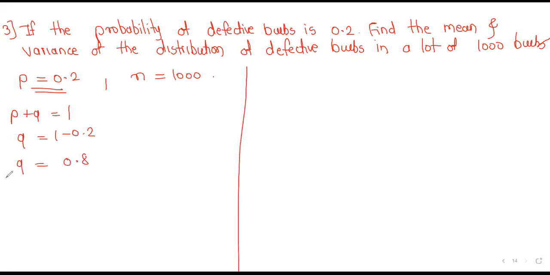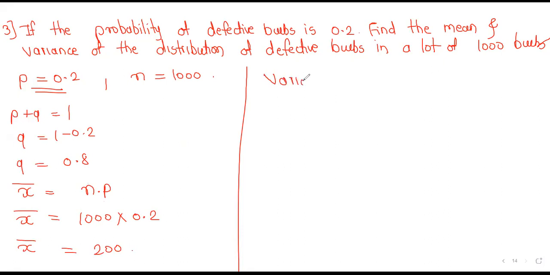Now we have to find mean, that is X bar is equal to NP. So X bar is equal to N is 1000 and P is 0.2. So X bar is equal to 200, right? Now variance is equal to NPQ. N is 1000, P is 0.2, Q is 0.8. So variance is equal to 160. Okay, write down.